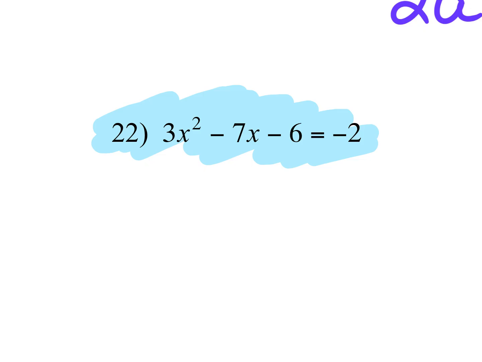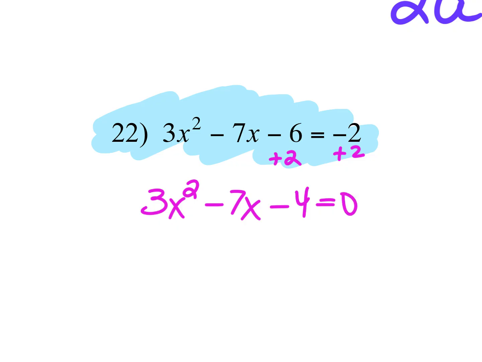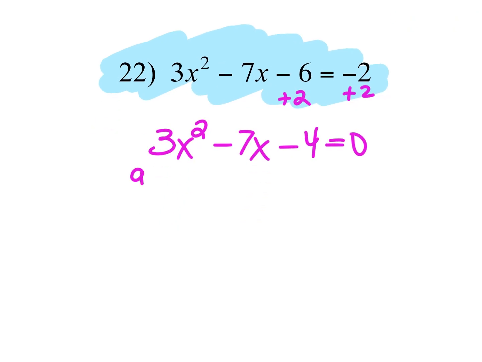So what do I have to do with that 2? I got to move it. I'm going to add 2 to both sides. So I have 3x squared minus 7x minus 4 equals 0, correct? So what is my a term? 3. What's my b? Negative 7. And what's my c? Perfect.